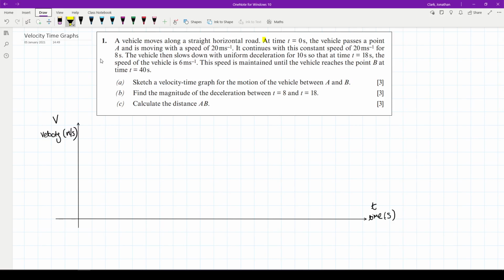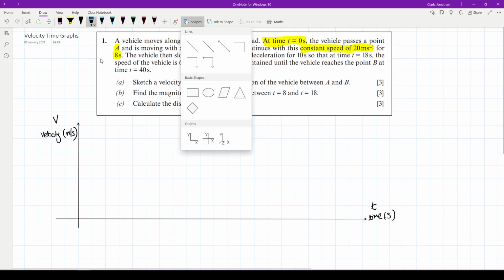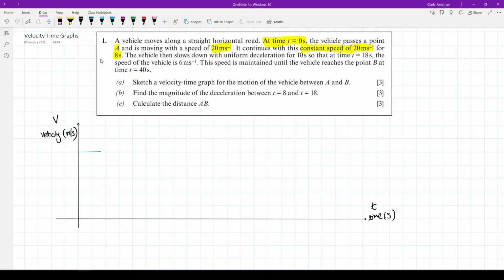The first part, where the vehicle starts its journey, it passes through A. It starts with a velocity of 20 meters per second and it maintains that for a little while. It's got a constant speed of 20 meters per second for 8 seconds. So the first leg of my journey should just be a straight horizontal line, and I'm going to label the vertical with 20. I'm going to label the horizontal with 8. I'm just going to draw a little dotted line going down.